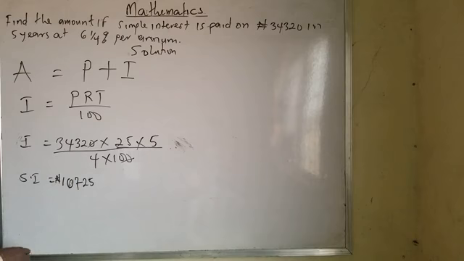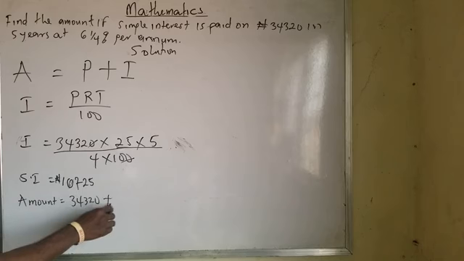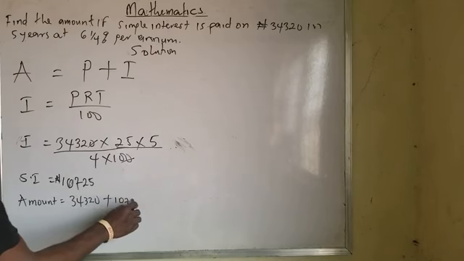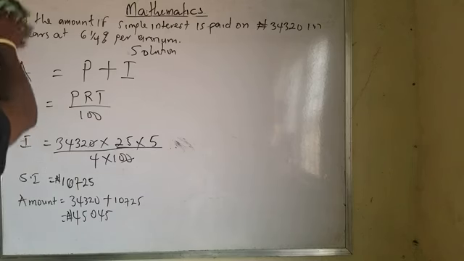Okay, since I have that, it means my amount equals 34,000 plus 7,020, which equals 45,045. That is the amount. Can you see what amount is? Now, let me try to generate one or two word problems on this part. Can you see amount is very easy to get.